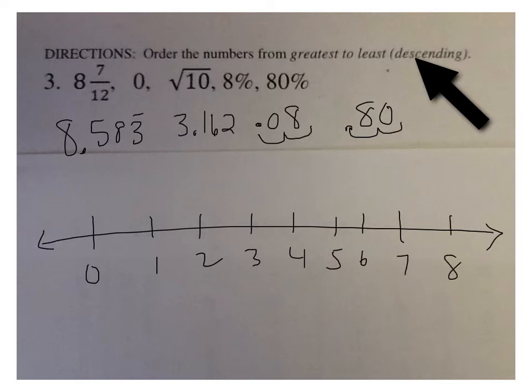Okay, so let's go ahead and plot. 8.583 repeating is going to go right about here, a little bit past halfway in between 8 and 9. 0 is going to be plotted exactly there. Square root of 10 will go a little bit past 3. 8% is going to be pretty close to 0. And 0.8 or 0.80 is going to go closer to 1.